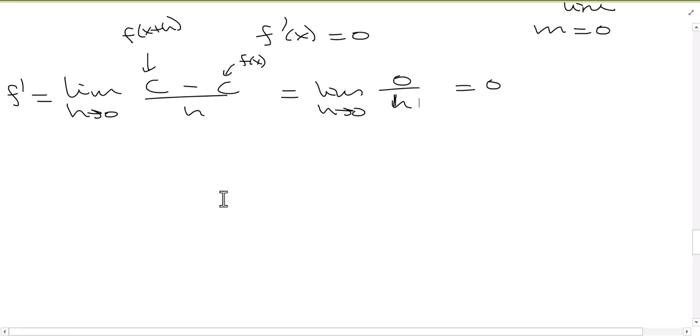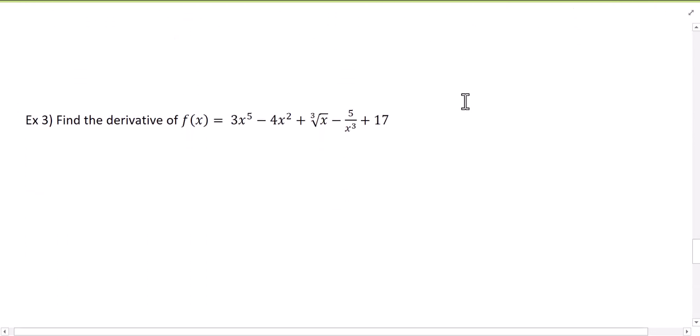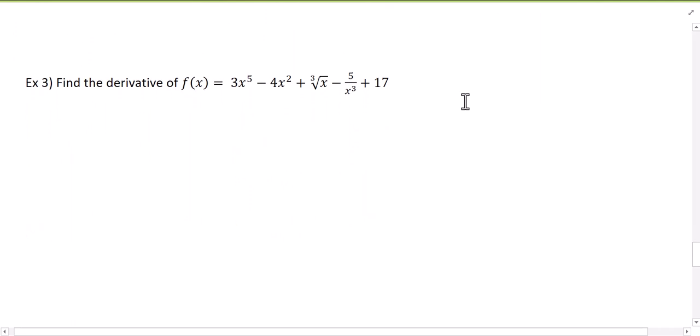So let's try another example. In this next example, we're putting everything together. So the general power rule plus the sum and difference rules, because you can think of 3x to the fifth as a function, 4x squared another function, so we're subtracting them. And then the cube root of x is another function, so now we're adding them, and so on. So what is the derivative of this?